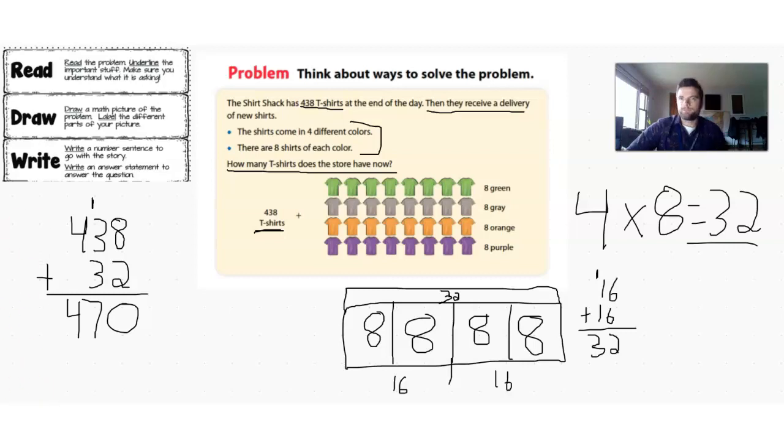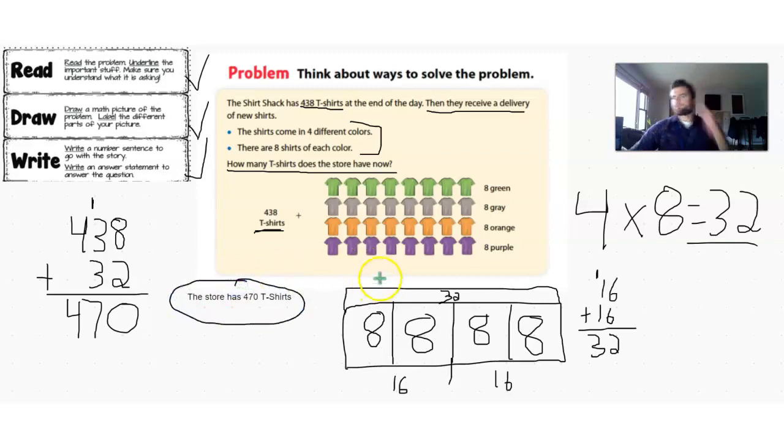something like this. And I'm going to put a text box down. Okay. The store has 470 t-shirts. And that's the writing part. So we read, we did the drawing, and we wrote our answer. I'm going to circle my answer when I'm done. I always like to do that. And that's how you solve a two-step word problem, my friends.